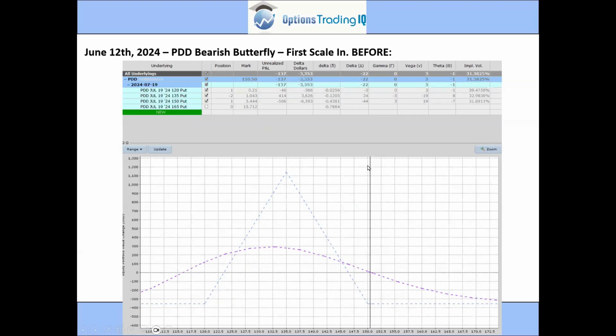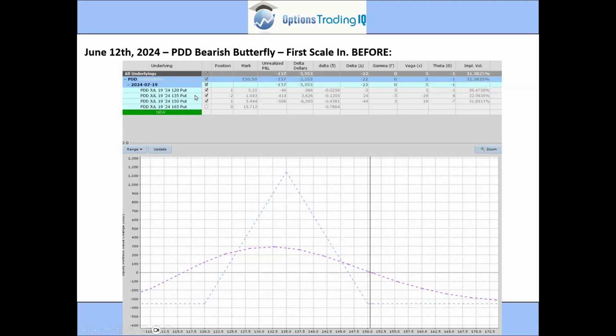This is our before image. Now what we're going to do is add a second butterfly, but the middle strike is going to be the upper strike of the original butterfly. So we're going to sell 2 of those. We're going to buy 1 of this one, and we're going to buy 1 of this one. So we're only adding 1 extra strike, which is kind of nice.